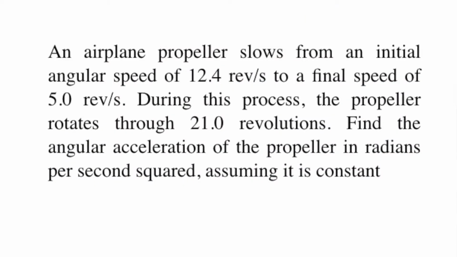Let's solve this problem with angular acceleration. An airplane propeller slows from an initial angular speed of 12.4 revolutions per second to a final speed of 5.0 revolutions per second. During this process, the propeller rotates through 21.0 revolutions. Find the angular acceleration of the propeller in radians per second squared, assuming it is constant.